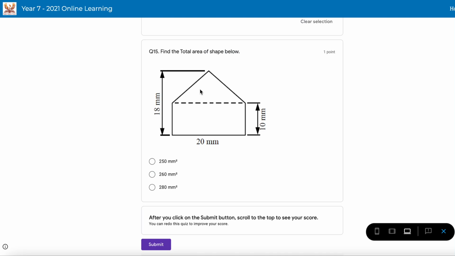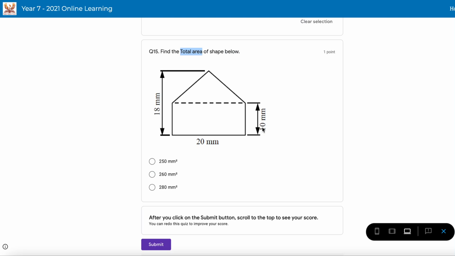But we're not finished yet. We need to find the total area. So we found one shape, but we still need to find this other rectangle here. And that's pretty straightforward, because we've got one length here, 20 millimeters, and we've got our width here, 10 millimeters. So we've got length and width. That's all we need for a rectangle. So length times width is 20 times 10, which is 200 square millimeters.